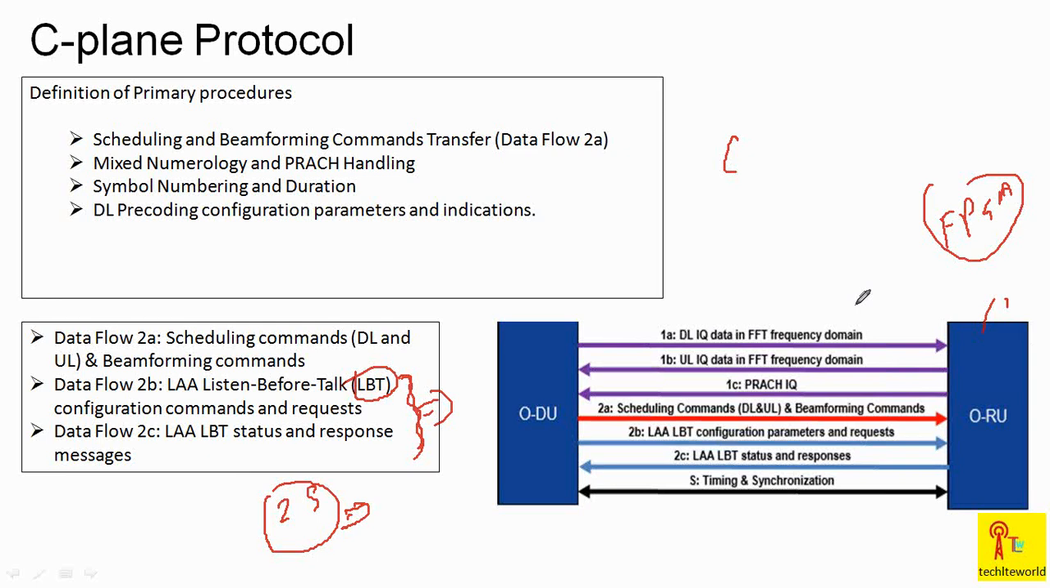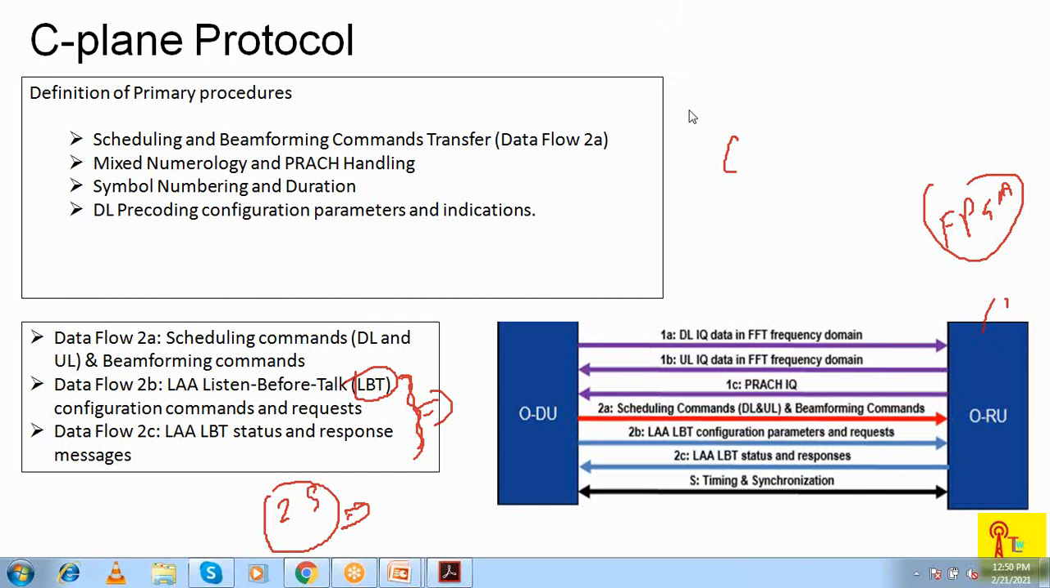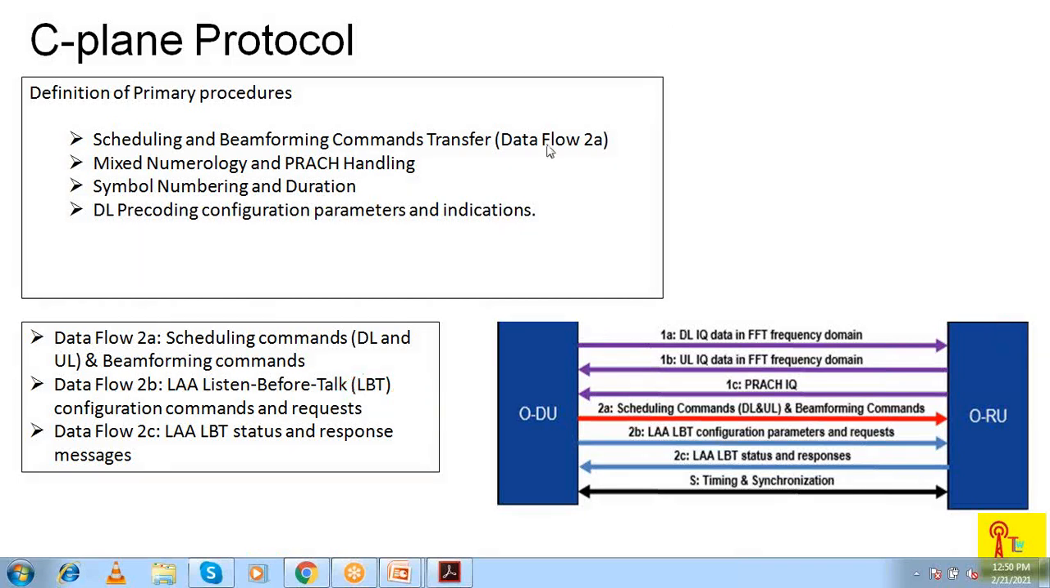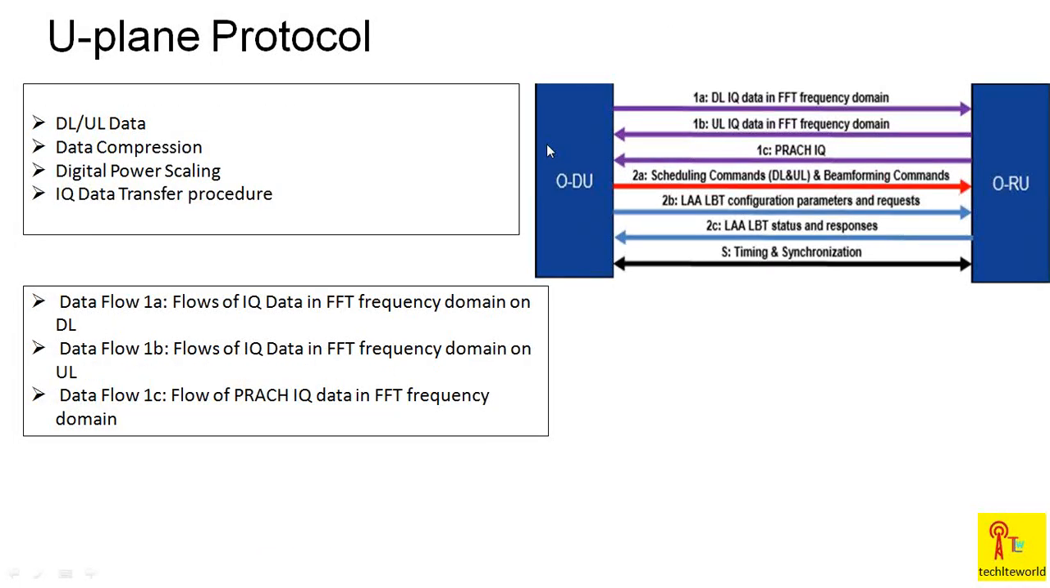So that information, that configuration, is conveyed by the control plane. And this data flow is the LBT status and response message. After receiving the command for configuration parameter and request, ORU will return that response. So I am moving ahead. So that's all about the control plane.